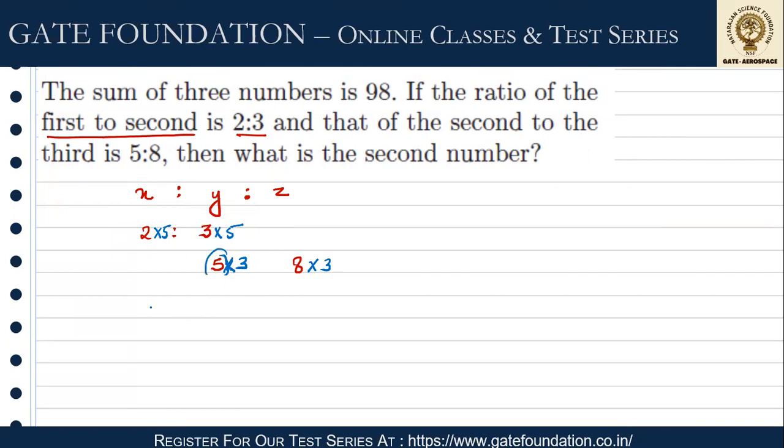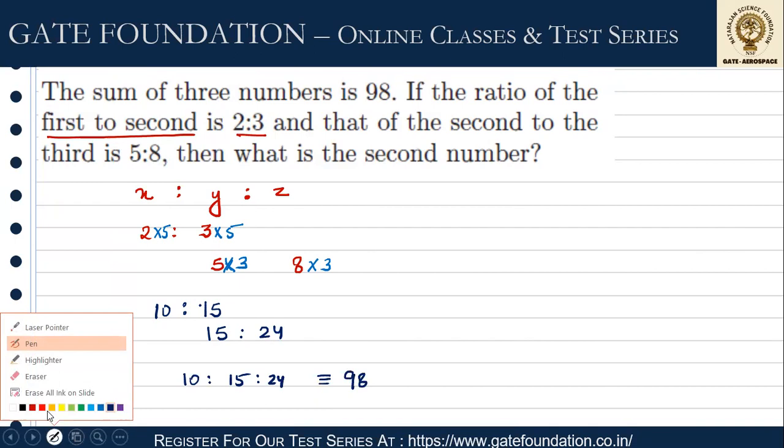And now, if I just solve it up, I'll get 2 into 5 is 10. So, I'll get 10 is to 15 and 15 is to 24. Right. So अब मेरे पास बीच वाला जो number it is common, so I'll get 10 is to 15 is to 24. This is the ratio of the three numbers. I can find out the sum. So this is equivalent to 98. Now it's quite simple to solve.